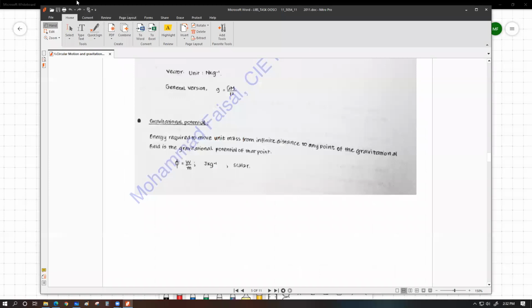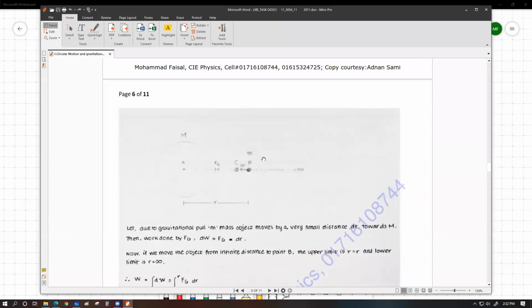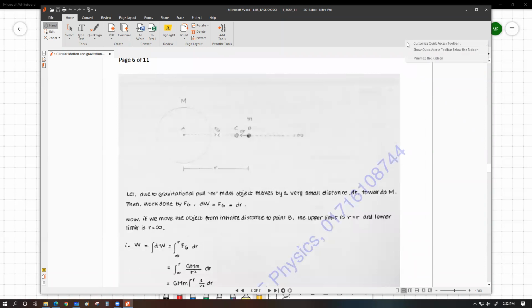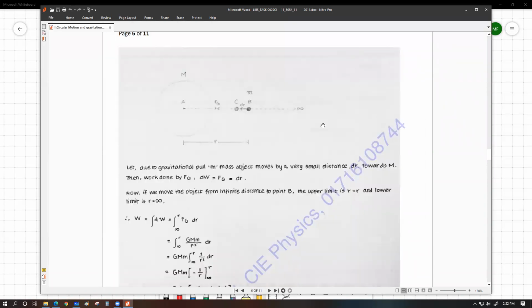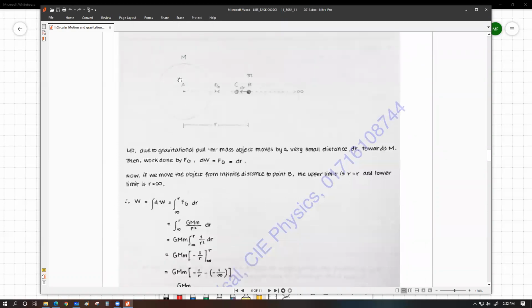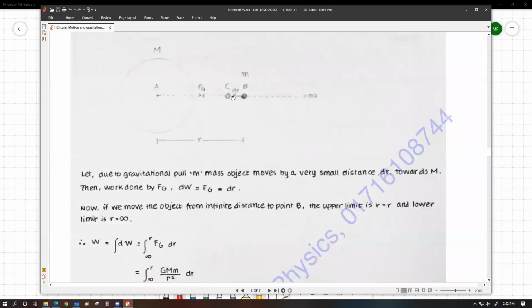So we're going to see the derivation of this formula right over here. Let me just minimize this one to give us a bigger view. So what it says is that, let's say we have a big mass over here, and this is the infinite distance. Let's say initially the object was at location B. The object has a mass of small m. Can you all see this figure?